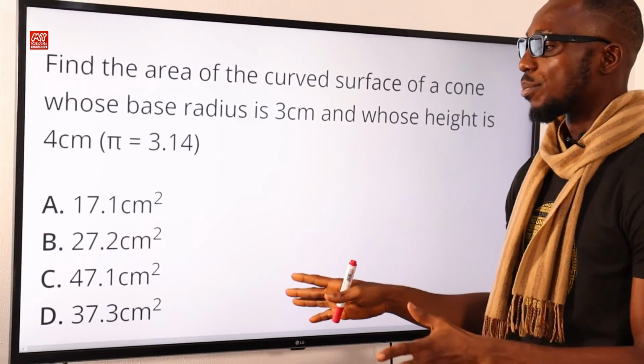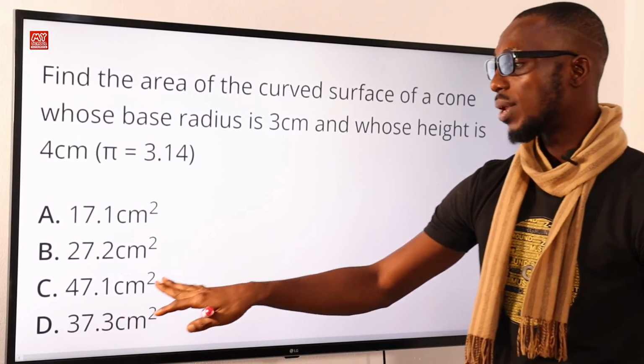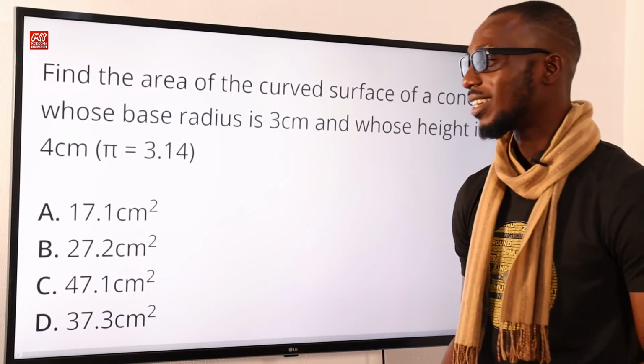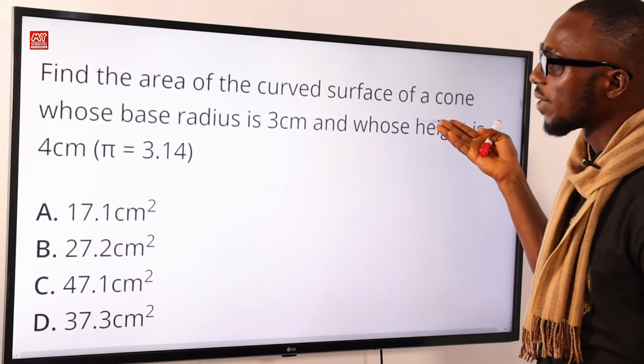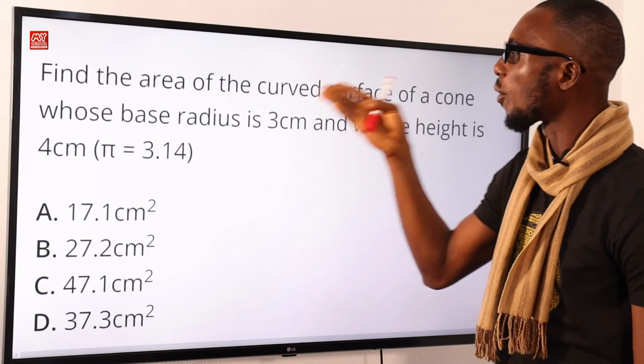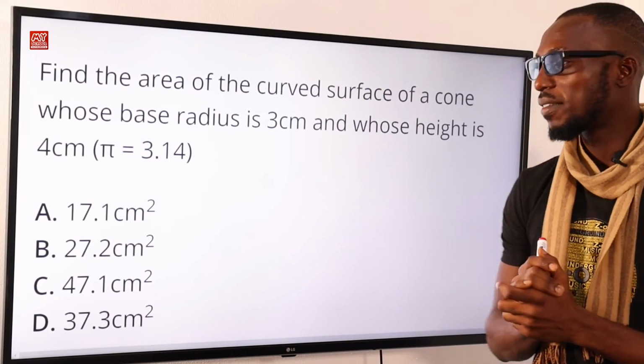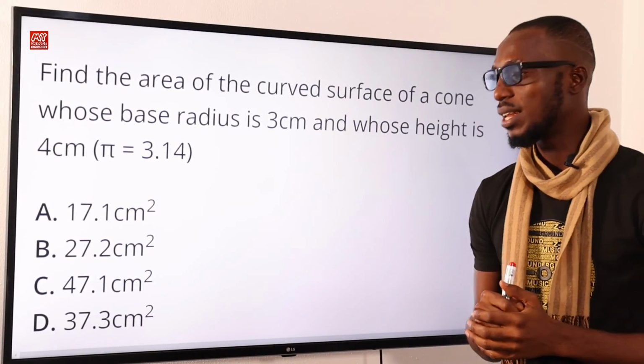So look through the options provided. We have 47.1 centimeters squared. So option C is very correct. Remember, the question is not just this curved surface area, okay? We have the area of the curved surface. Please take note of metrics or terms used in questions.